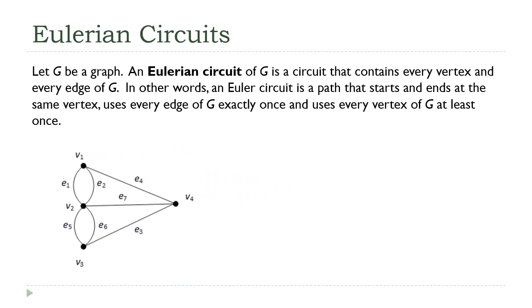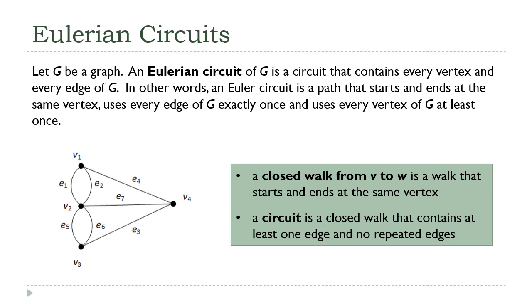So first, recall that a circuit is a walk that starts and stops at the same vertex and never repeats an edge. An Eulerian circuit, or an Euler circuit, which is what a lot of textbooks call it, adds the additional condition that every vertex and every edge has to be crossed. Now, the circuit's requirement that edges can't repeat means that in an Euler circuit, every edge has to be crossed once, but vertices can be crossed multiple times.